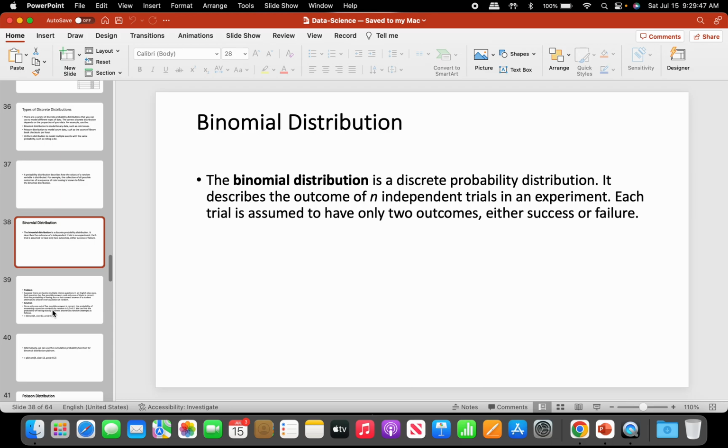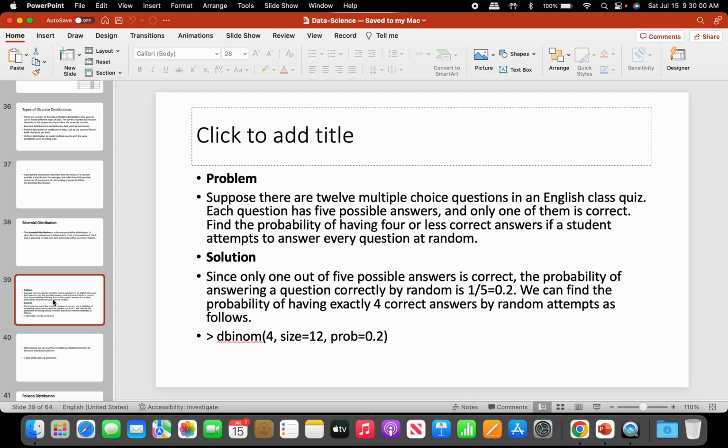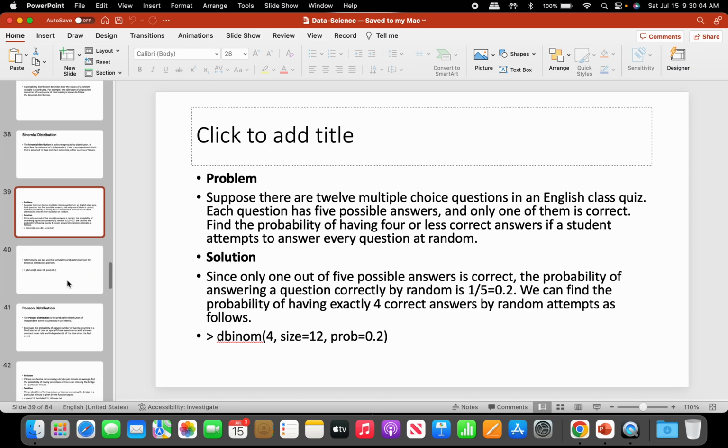For binomial distribution, it looks into the binomial property, right? So binomial means two, so it can just have two outcomes. If you toss a coin, it can be a head or tail. That's a binomial distribution example. And to calculate binomial distribution, you use a function dbinom.